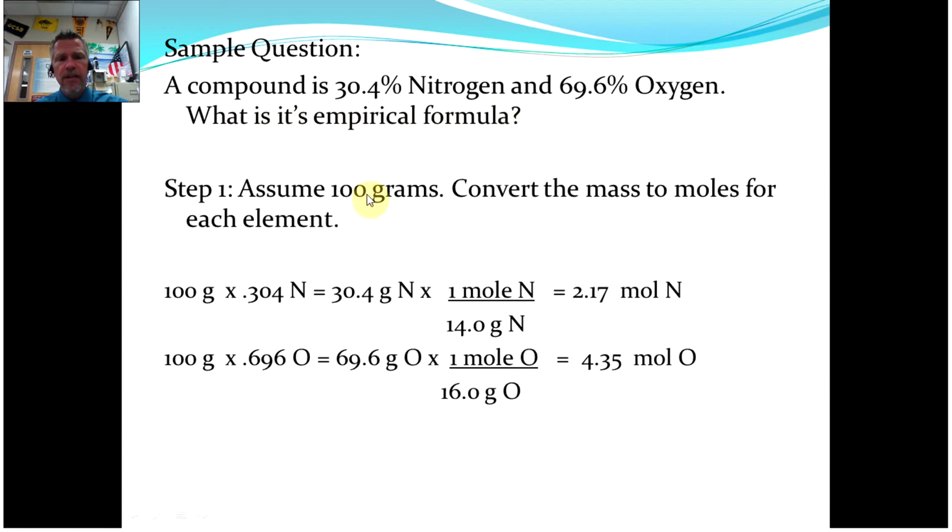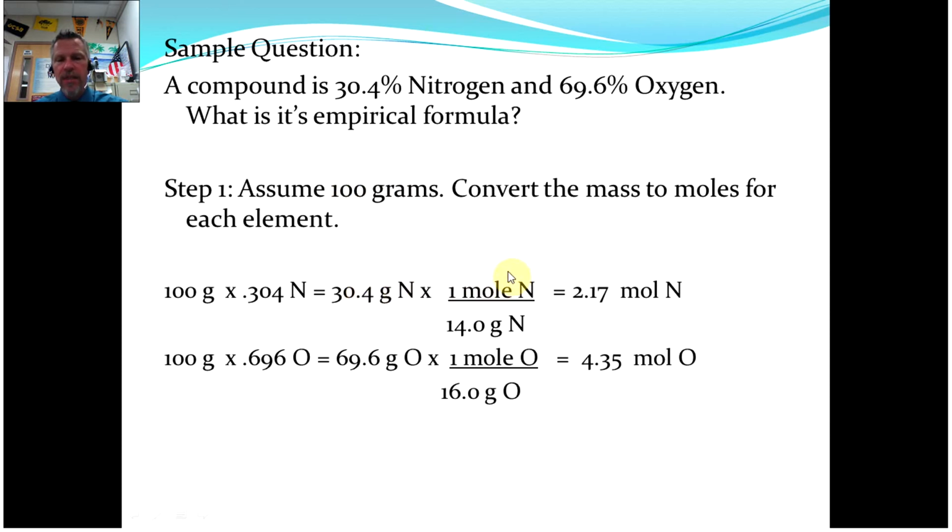The first step is to assume 100 grams, and we do that just to make the calculations easier. So I recommend that you do this too. You don't have to, but it makes your life easier if you assume that you have a 100-gram sample of this unknown compound. We are then going to convert that grams into a number of moles for each element. So if we had 100 grams of this compound and we know that it is 30.4% nitrogen, then we can take 100 grams times 0.304 to give us 30.4 grams of nitrogen in our hypothetical 100 gram sample.